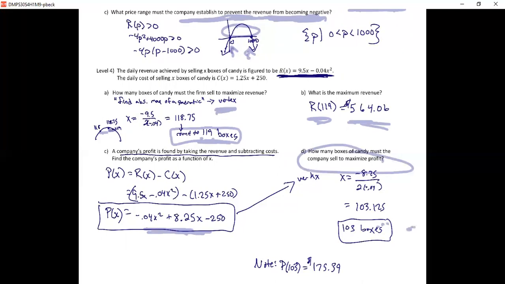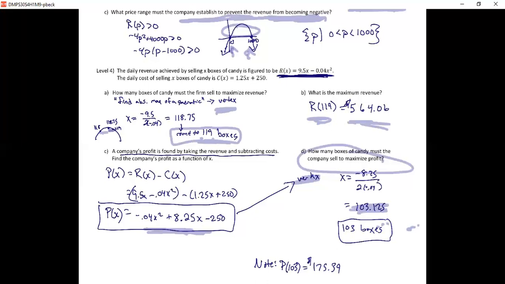So I take my profit equation and, one more time, find the vertex. Once I found the vertex, I get the x value of 103.125 boxes, which we round down. The reason we're rounding down in this case is because this is going to be closer to 103. If we look at the parabola, we know that it should be a lot closer to 103 as opposed to just a little bit above it.